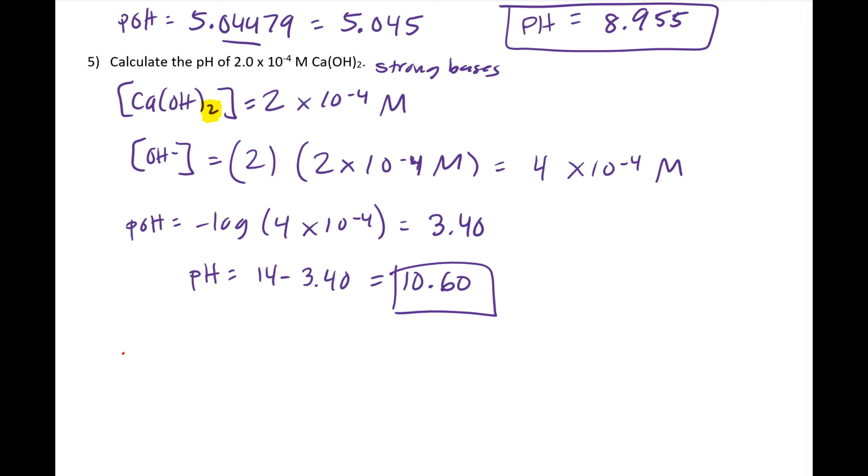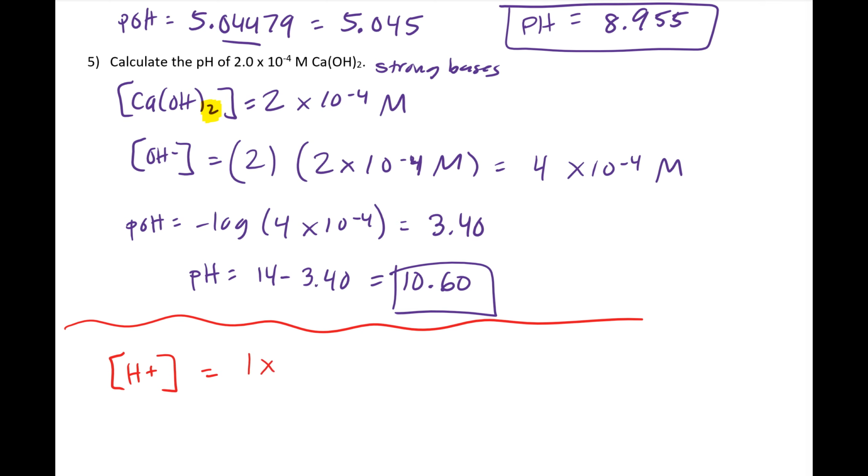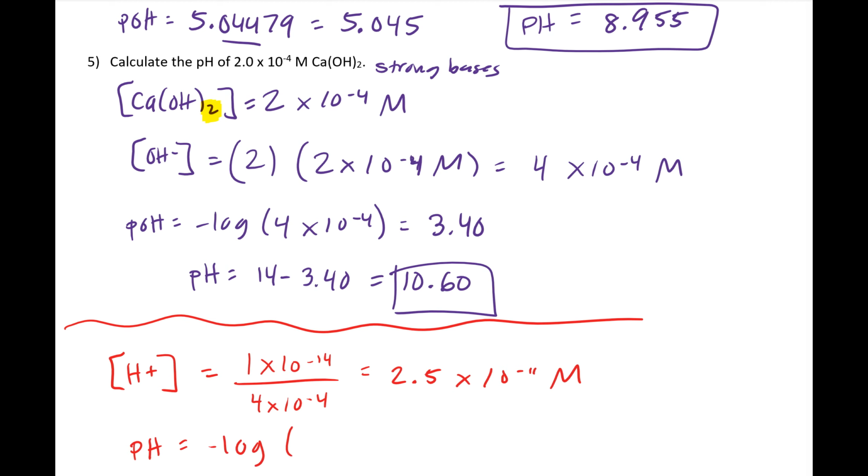Alternatively, we could have done it this way. We could have taken that hydroxide concentration and solved for the hydrogen ion concentration, 1 times 10 to the negative 14 over that 4 times 10 to the negative 4. 2.5 times 10 to the negative 11 molar for hydrogen, and then the pH would be equal to the negative log of that 2.5 times 10 to the negative 11, and you would have also gotten 10.60.